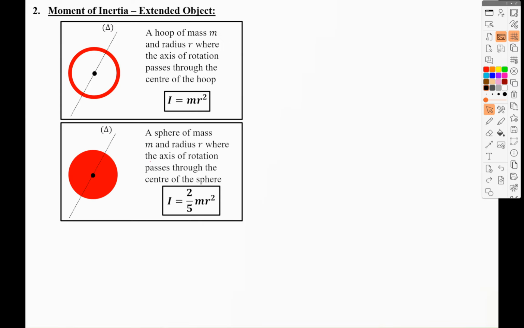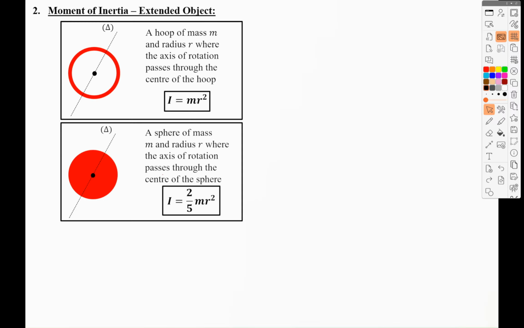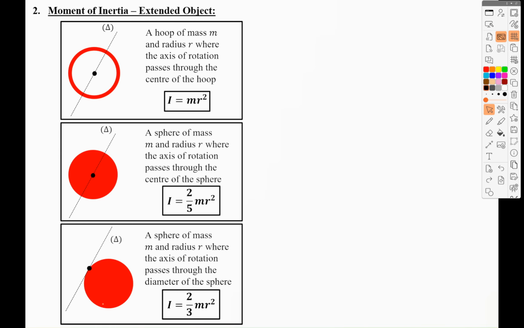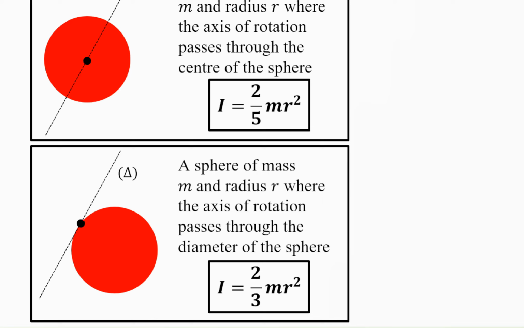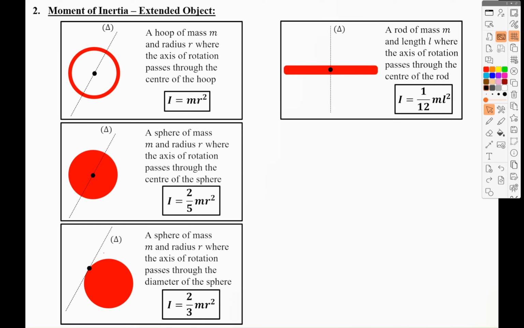Now for a sphere of mass m and radius r, the moment of inertia with the axis of rotation passing through the center is 2 over 5 mr square. You can ask yourself, what if the axis of rotation is now tangent to the sphere, or the sphere is rotating around an axis of rotation that passes along its rim? Then in this case the moment of inertia is greater, which is given by 2 over 3 mr square. Why does this happen? Because as the axis of rotation becomes farther away from the mass distribution or the center of mass, the moment of inertia increases.